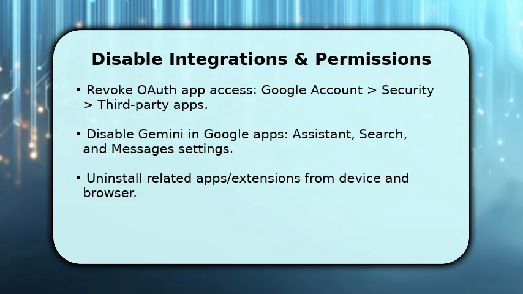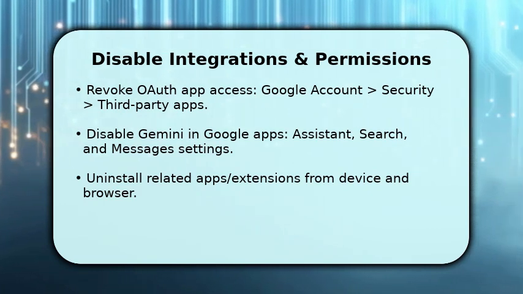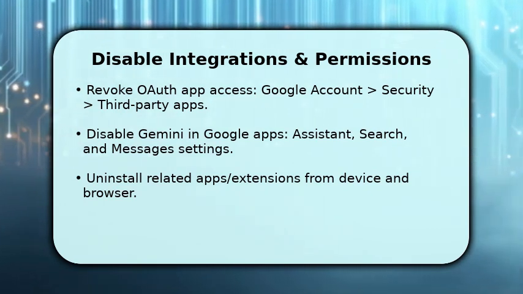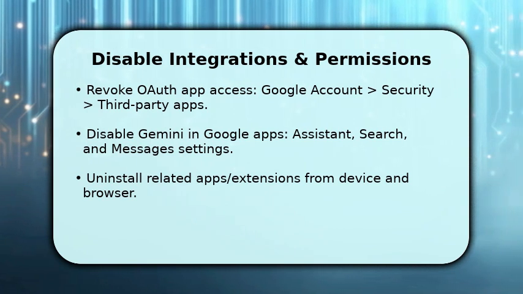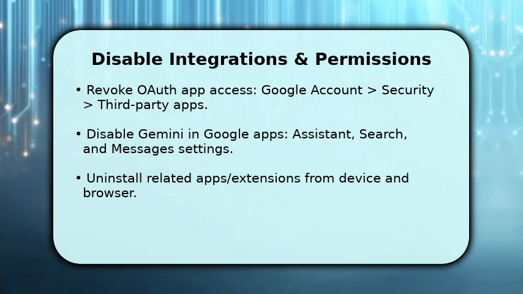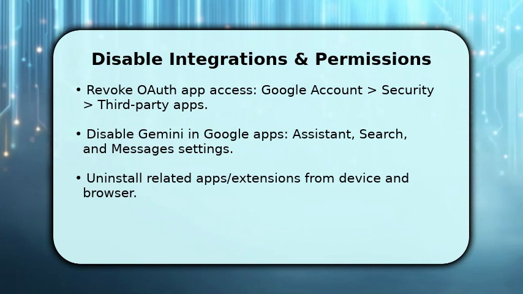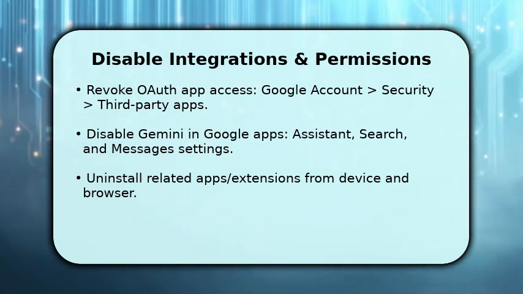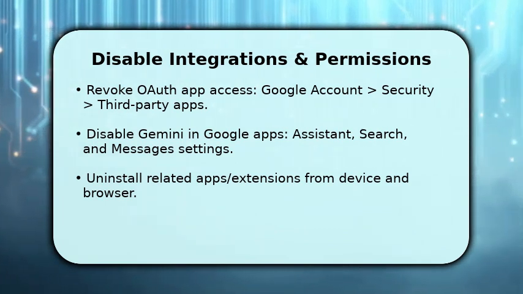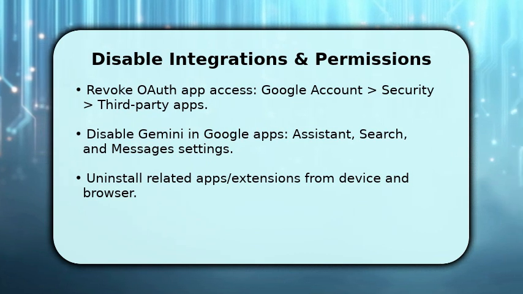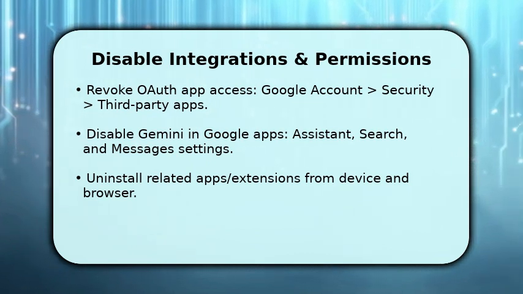You now remove Gemini's active integrations. First, revoke third-party OAuth access under Security so any external apps lose permission. Then, go into each Google app, Assistant, Search, Messages, and turn off features labeled Gemini or AI responses, toggle off personal results, smart suggestions, and experimental features.